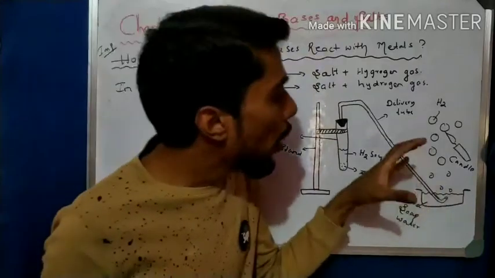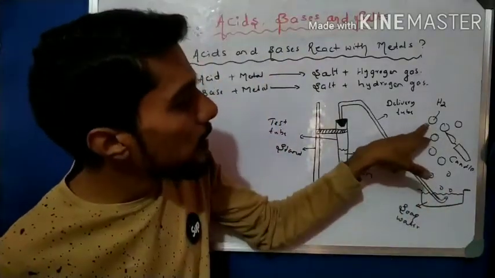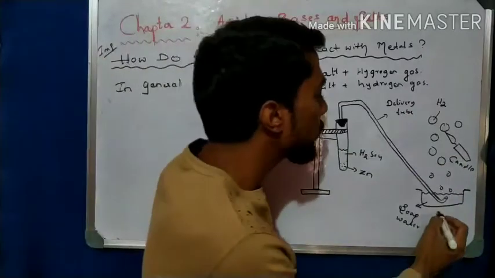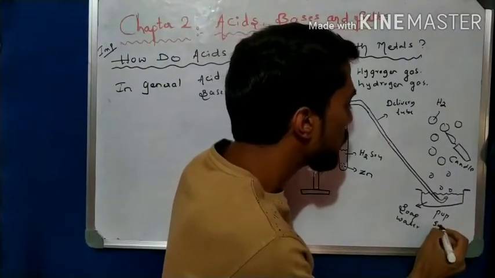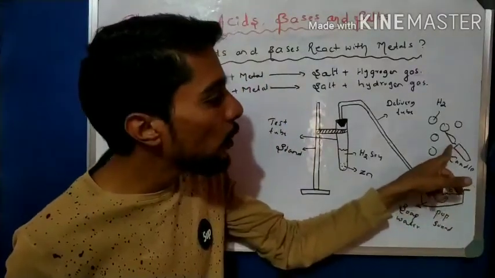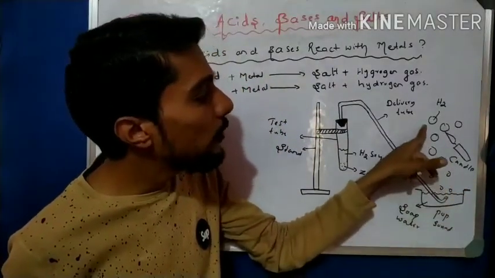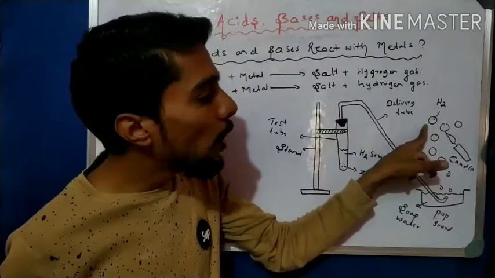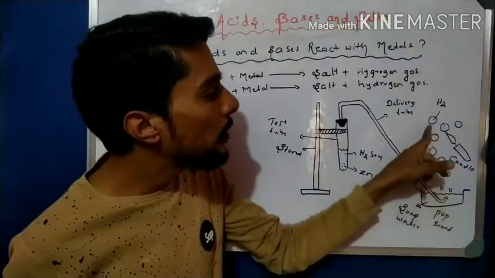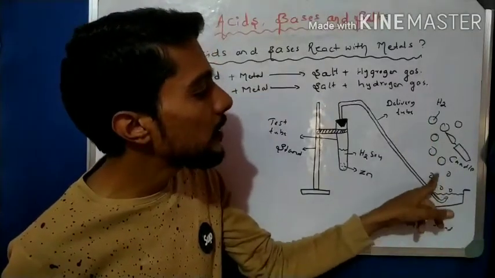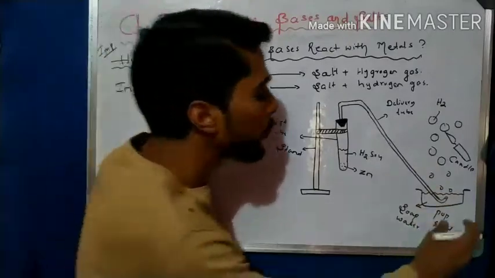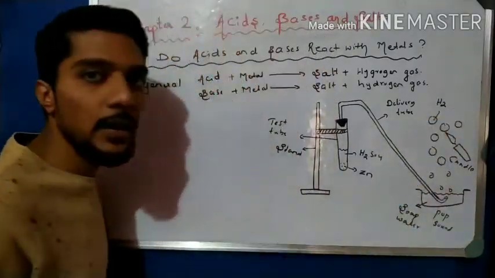So how do you check that the given bubbles are filled with hydrogen gas? A simple process called the pop sound test. When a burning candle is brought near the hydrogen-filled bubbles, we observe a pop sound, and that pop sound indicates that the gas liberated is hydrogen gas.